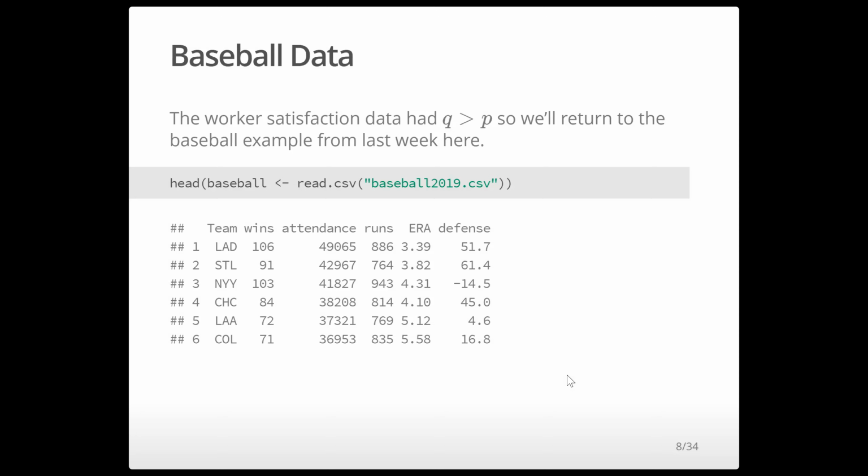So we're going to go back to the baseball data that we looked at last week for this. The reason is that the worker satisfaction data had more response variables than predictor variables. That's not really a great example to use. In most cases, it's going to be the other way around, and that's what we're going to look at here. So back to the baseball data.